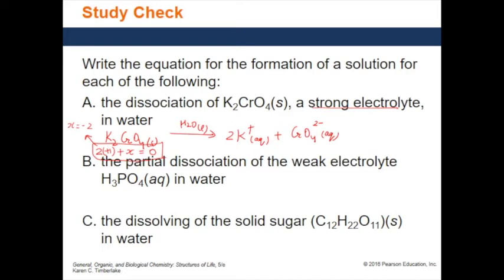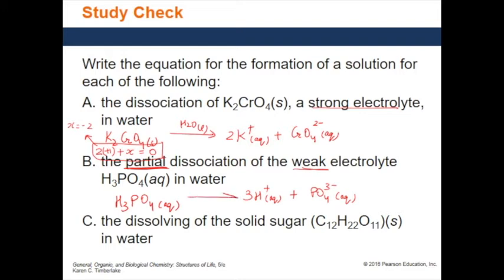Okay, moving to part B, which is the partial dissociation of a weak electrolyte, H3PO4, in water. The question is already telling you it does not completely dissociate, it partially dissociates, and it's a weak electrolyte. So we will start with our compound, which is H3PO4. In water, it is going to give us 3 hydrogen ions, because we have 3 of those, and 1 phosphate ion, which is PO4 3 minus. But since it's a weak dissociation, you would show this as a double-sided arrow.